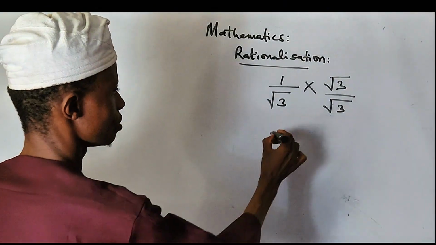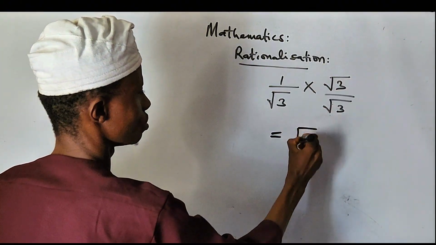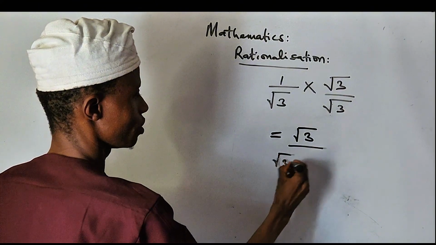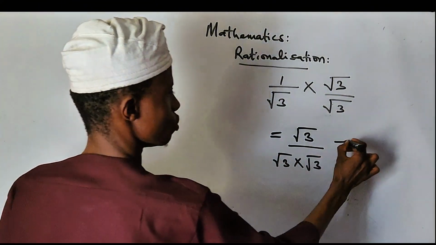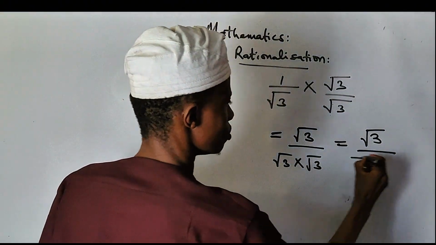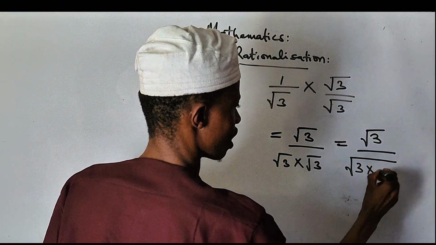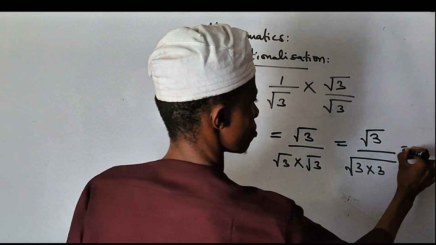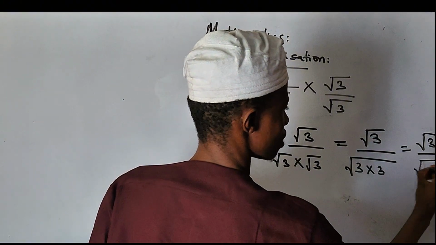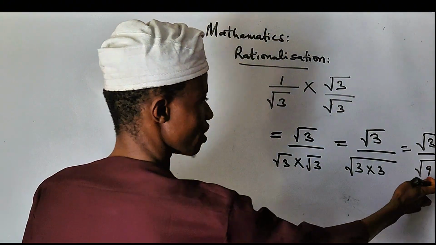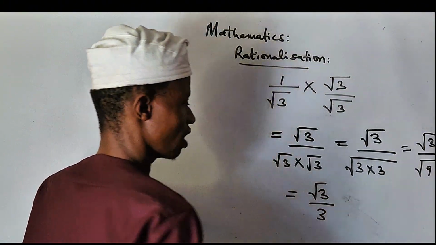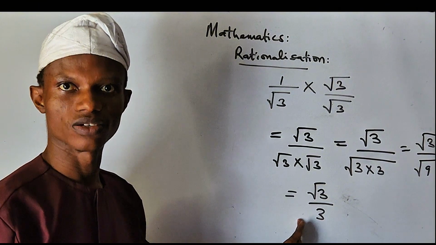So my final answer will be 1 times root 3 over root 3 times root 3, which is root 3 over root 3 times 3. Okay, so I'm going to have root 3 over root 9. The square root of 9 is 3. So I have root 3 over 3. And that eliminates the surd from the denominator level.